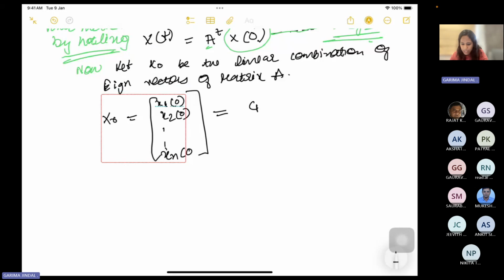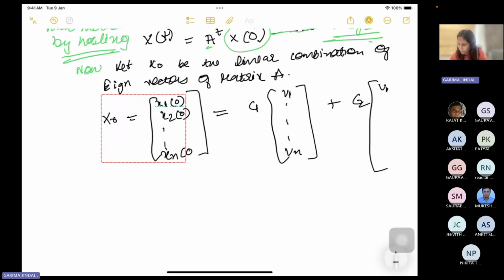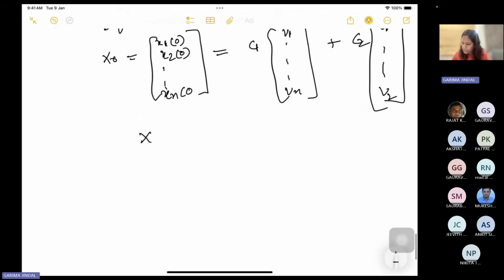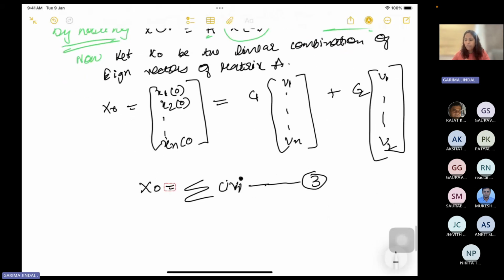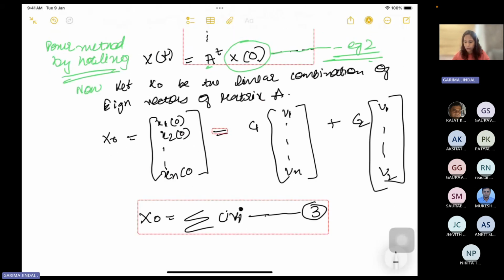So the linear combination will be c1 v1 plus c2 v2 and so on up to cn vn. So this is the linear combination of eigenvectors. Now you can represent x0 as the summation of ci vi. This is equation number 3. So we have derived an expression for x0 here.